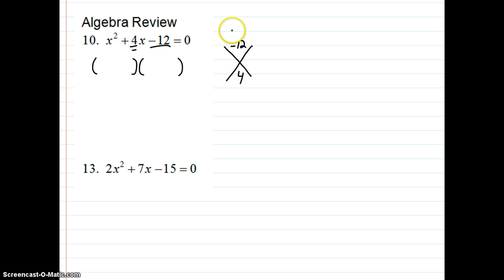we take the 4, put it on the bottom. What we want to find is two numbers that multiply to negative 12 but add to 4. When you think of the numbers that multiply to 12, we have 1 and 12, 2 and 6, 3 and 4, then we repeat 4 and 3, 6 and 2, 12 and 1. So which pair of these numbers can give us 4? Well, we can use 2 and 6.